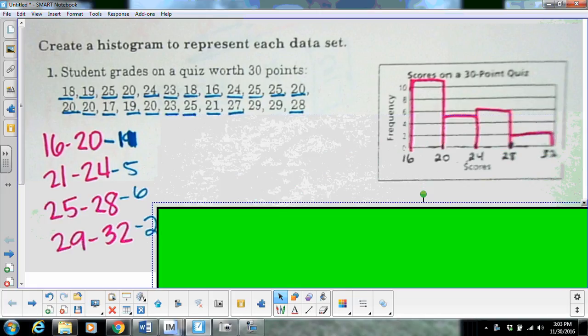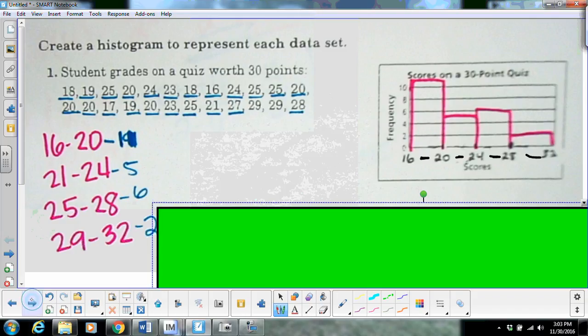Okay, so our graph only goes up to 10, so I did have to go a little bit higher to make that an 11. Okay, and then we go with our 5, our 6, and our 2 on our graph. Okay, and it's already labeled right here because it says 16 to 20, 20 to 24, 24 to 28, and 28 to 32. All right, so you need to do the same exact thing for the second one.